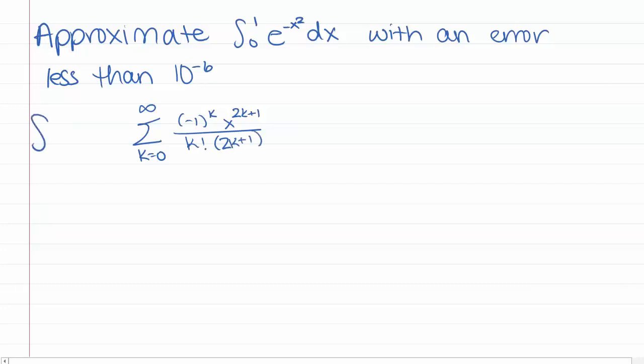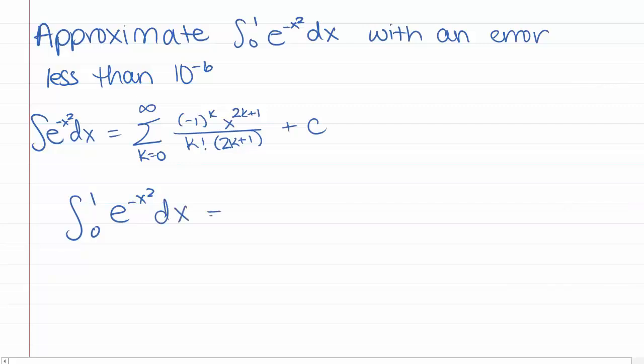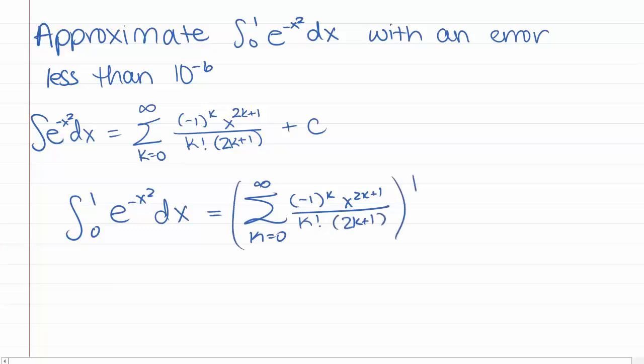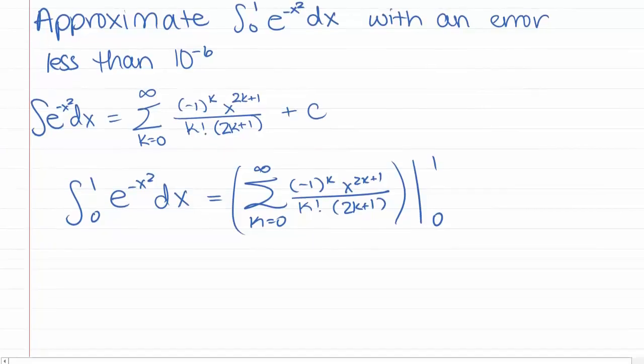So that antiderivative of e to the negative x squared was equal to this plus c. So if I want to do the definite integral from 0 to 1 of e to the negative x squared dx, well, that's going to be the indefinite integral, the antiderivative here, evaluated from 0 to 1. So we're just going to plug in 0 and 1 and subtract.